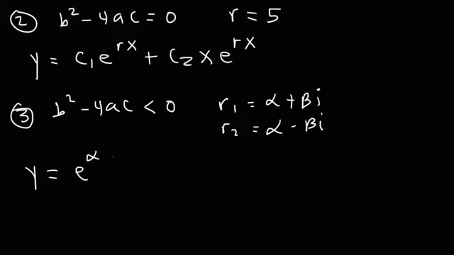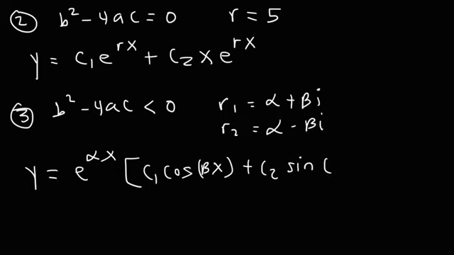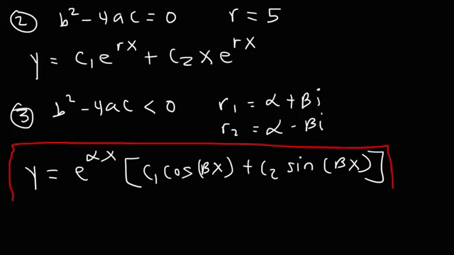Now, once you have alpha and beta, you can use this formula to write the general solution. It's going to be e to the alpha x times c1 cosine beta x plus c2 sine beta x. So that will be the general solution for the third case.